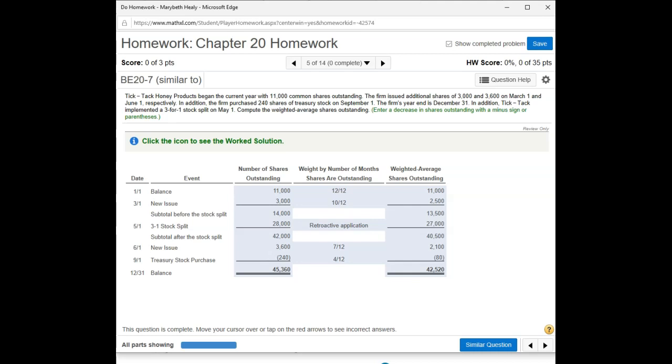In this video, we're still working on basic earnings per share, but we're looking at denominators when things can get a little bit more complicated. And that happens when we have stock splits or stock dividends. So let's take a look.